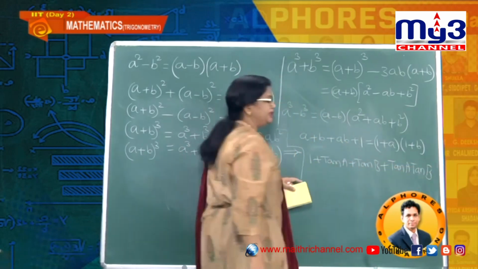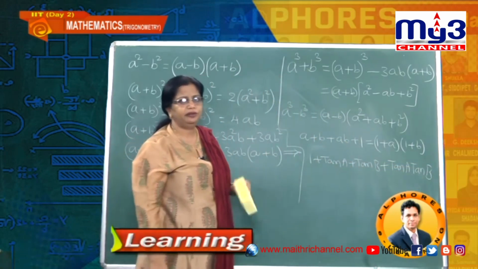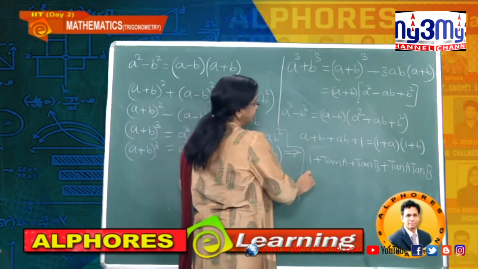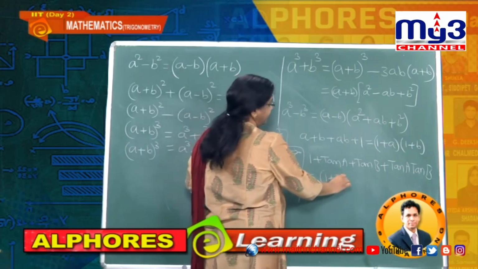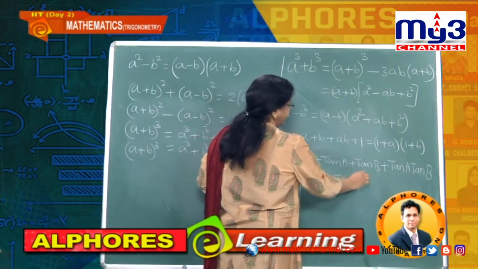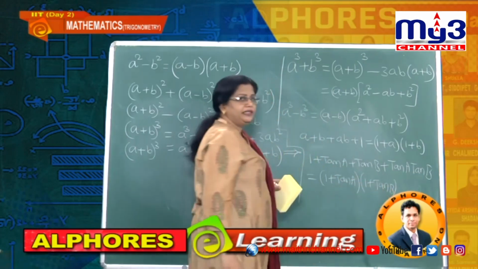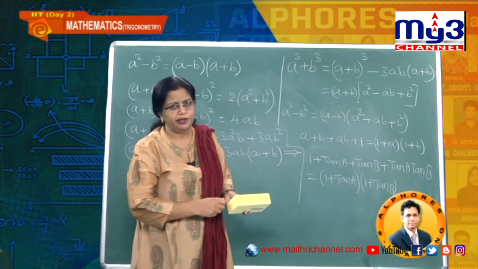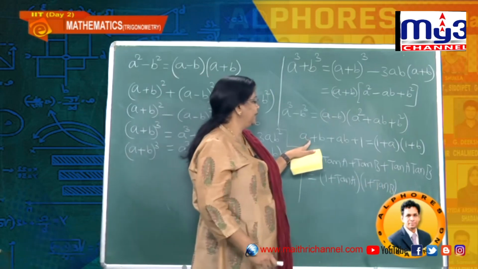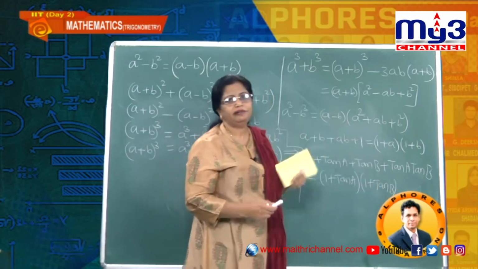When the answer is a product of two terms, nothing to worry about, you know this formula. Instead of taking common and simplifying everything, directly you can write it as (1 plus tan a) into (1 plus tan b). Got the point? So here you observe a plus b plus ab plus 1.